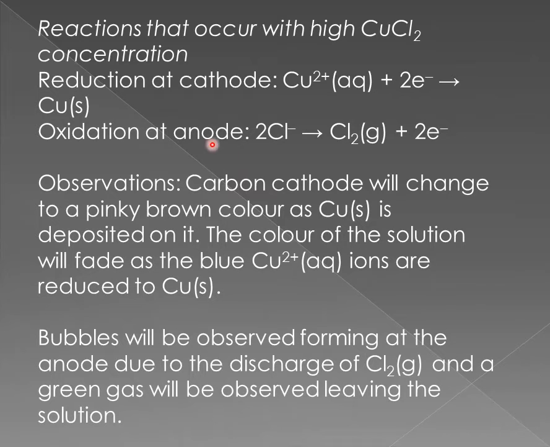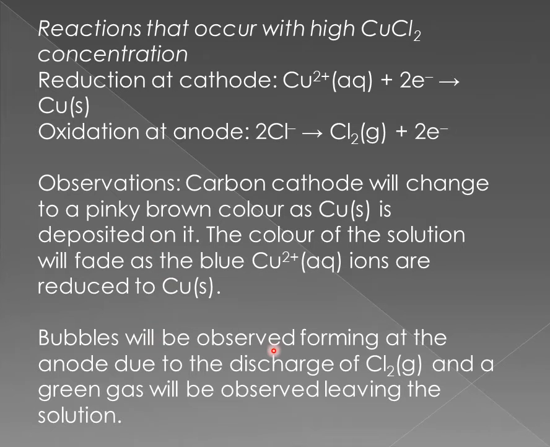But if we have a high concentration of copper chloride, the reduction at the cathode will be the same, but the oxidation at the anode is not oxidation of water; it will be oxidation of chloride to give chlorine gas. So the observation will be the same, but with bubbling of chlorine gas.